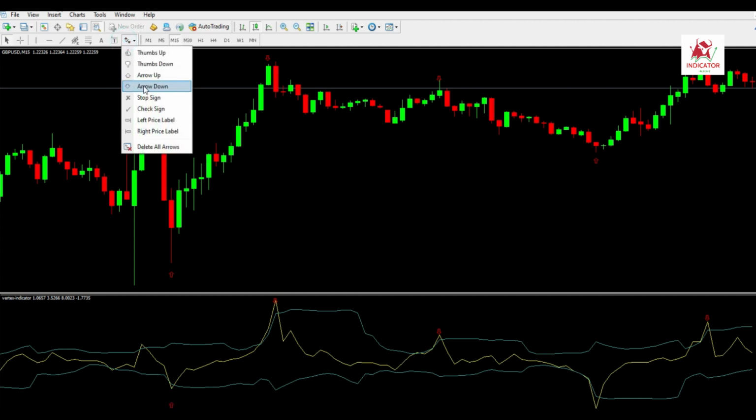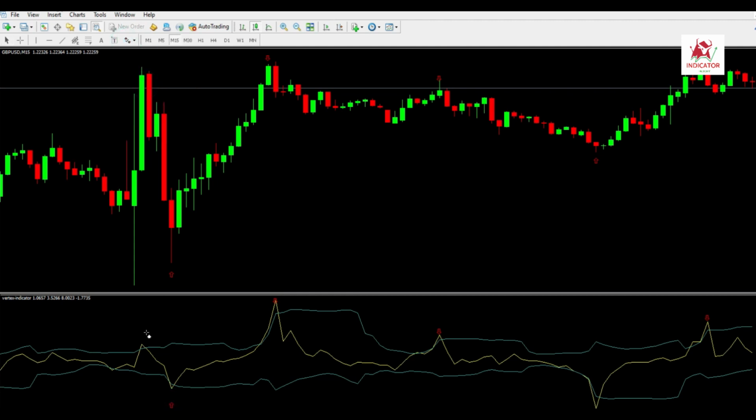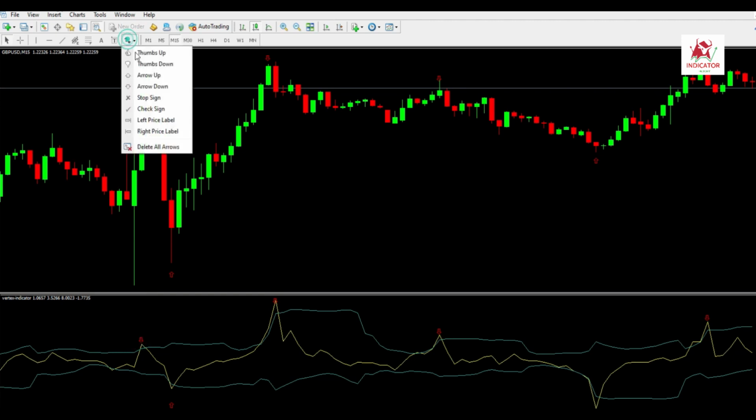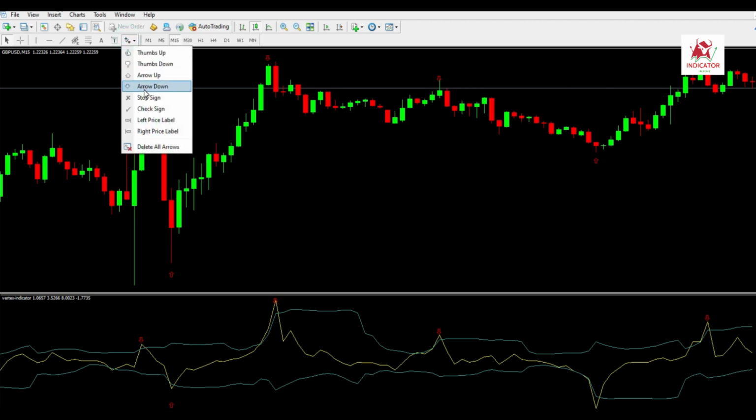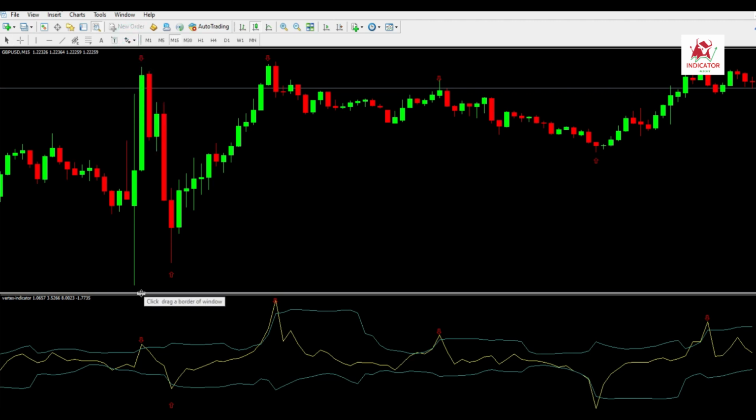Positive vortex and negative vortex. The two indicator lines represent the upward or downward movements of the vortex indicator. When analyzing the vortex indicator, upward trends are referred to as positive vortex, VI plus, while downward trends are referred to as negative vortex.